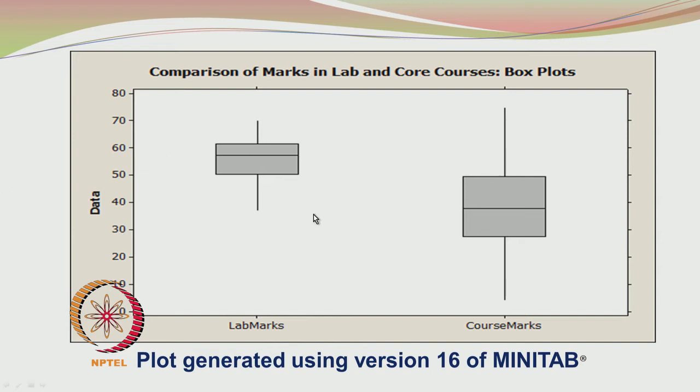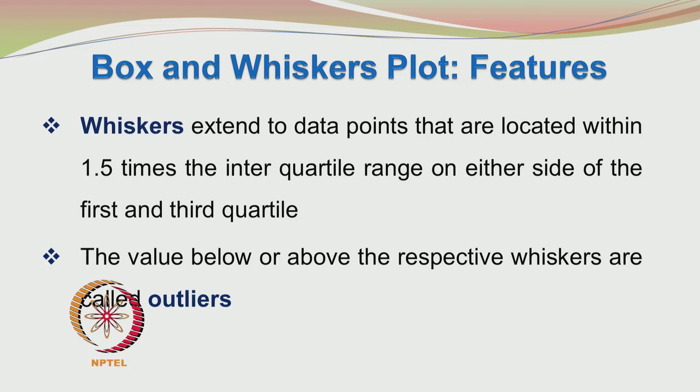We already discussed the performance by the students in the lab and in the course. Lab is more of a group activity, and so the marks are sort of closer to each other when compared to the core course performance. If there are any data points below or above the respective whiskers, then they are referred to as outliers.